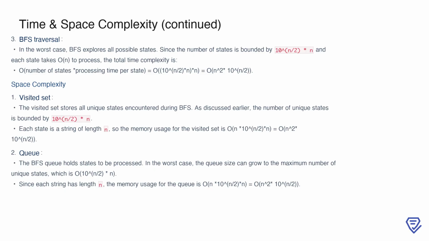For space complexity, let's start with the visited set. This set stores all unique states encountered during the traversal, and as we determined earlier, the number of unique states is bounded by 10^(n/2) * n. Since each state is represented as a string of length n, the memory usage for the visited set is n * 10^(n/2) * n, which simplifies to n squared * 10^(n/2). The BFS queue has a similar space requirement, as it can grow to hold all unique states in the worst case. Each string in the queue contributes n space, leading to a total memory usage of n squared * 10^(n/2) for the queue as well.